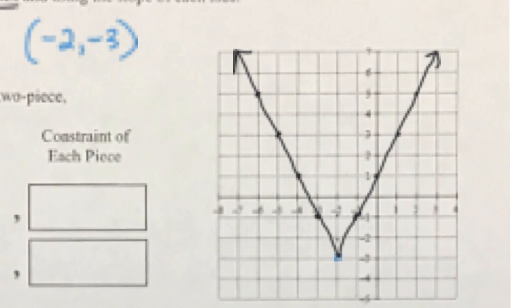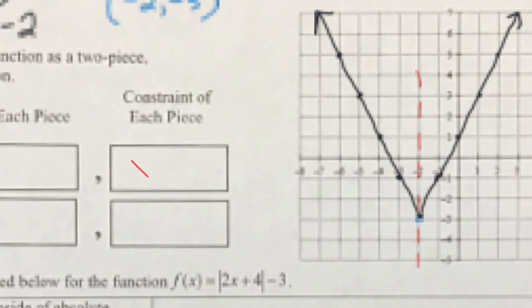So some things to know about the V. We have the axis of symmetry right down the middle. So we're looking at the left side of negative 2, and we're looking at the right side of negative 2.